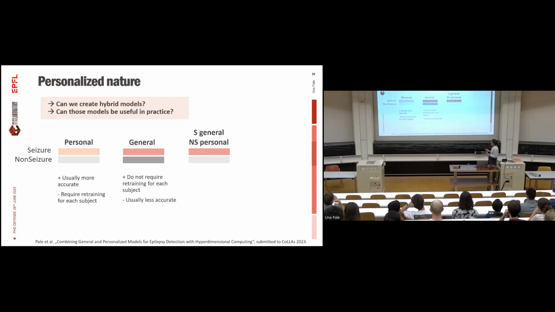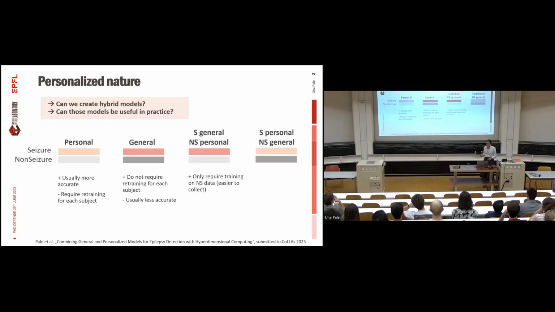What if we keep, for example, seizure from the general model and only personalize the non-seizure data? That's interesting because it means that we only need to record when the person doesn't have a seizure, which is much easier to acquire than waiting for a person to actually have a seizure.